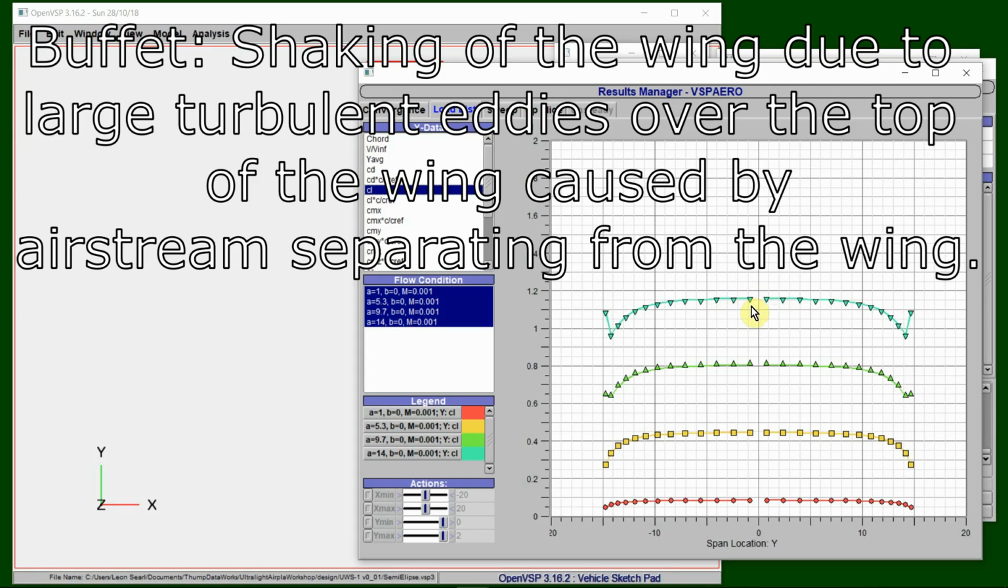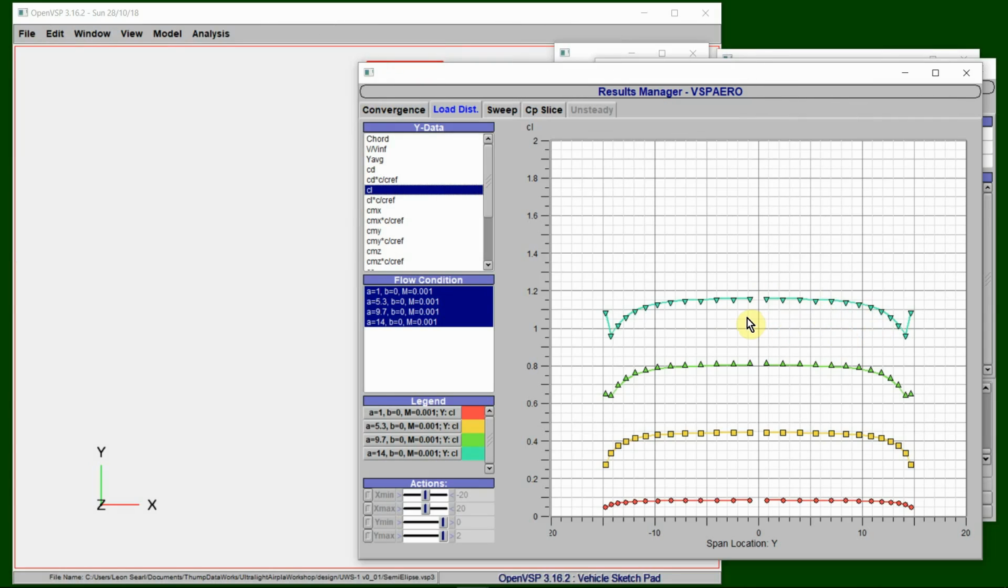I'll get some good buffet, strong buffet. It won't be a gradual onset. Let me know the stall's coming before the stall actually happens and then goes across the wing. I think this will be a reasonable compromise between the elliptical and the square wings and give me reasonable performance.